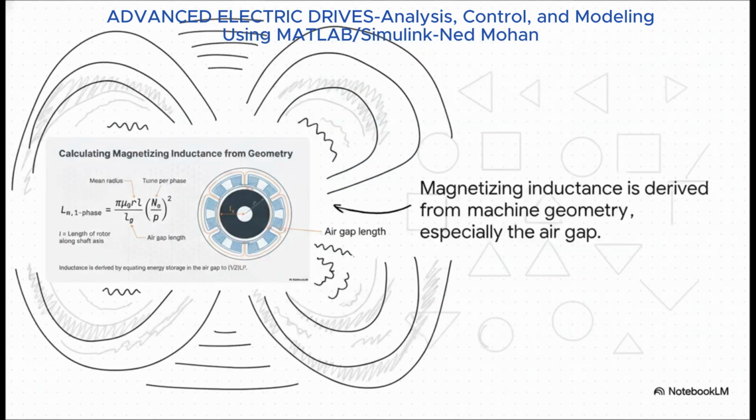And this magnetizing inductance, it's not some magic number we pull out of thin air. It is literally determined by the physical size and shape of the machine. Things like its radius, its length, and most critically, the size of that air gap. That's where all the energy gets stored.